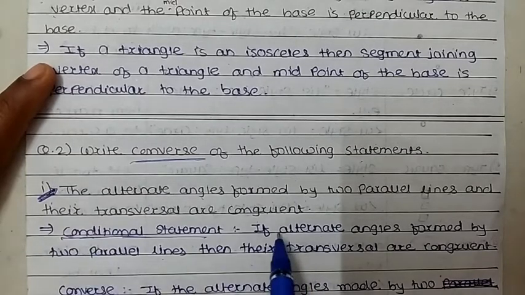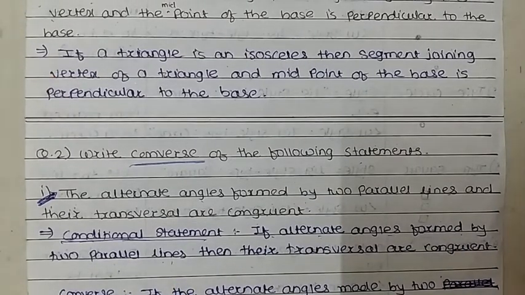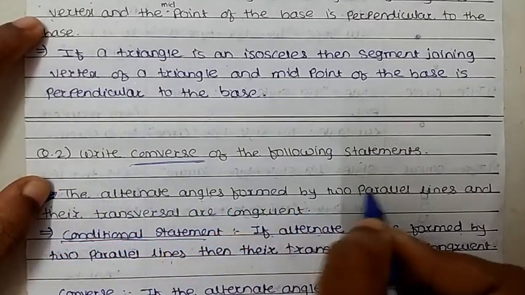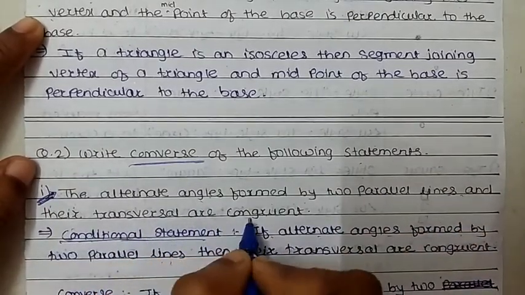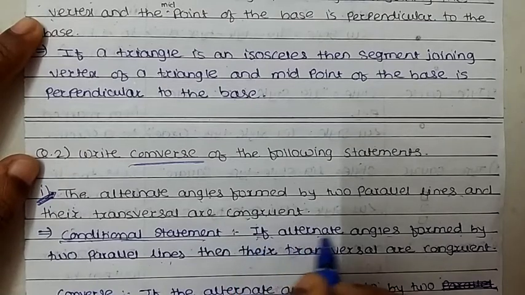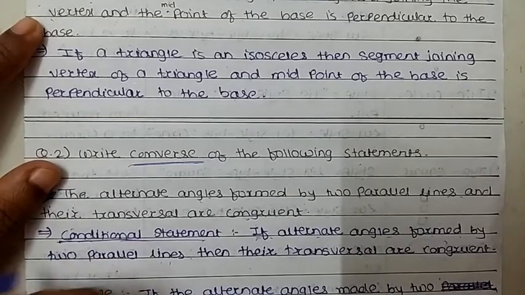So how to convert this into a conditional statement? If alternate angles are formed by two parallel lines and their transversal, then they are congruent. The given statement is: the alternate angles formed by two parallel lines and their transversal are congruent. Putting if-then: if alternate angles are formed by two parallel lines and a transversal, then they are congruent. So this is the conditional statement.